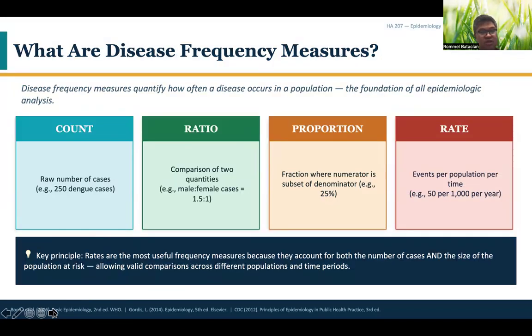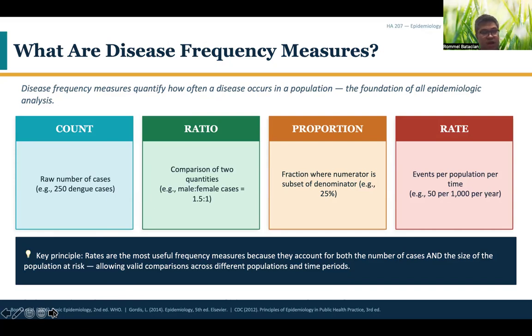So what are the disease frequency measures? Let us establish this concept. At its core, a disease frequency measure is a way of quantifying how often a disease occurs in a population. It is the foundation of all epidemiologic analysis. Without it, we cannot compare, we can't plan, and we cannot intervene. There are four basic types of disease frequency measures.